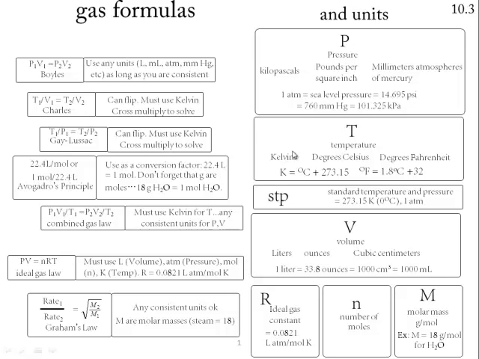Temperature. Lots of units are used. Fahrenheit, Kelvin, Celsius. For the gases, only use Kelvin. Can't go below 0, so it's good for math. Standard temperature and pressure matters when you're dealing with things like the Avogadro's principle. And that takes place at 0 degrees Celsius and 1 atmosphere.